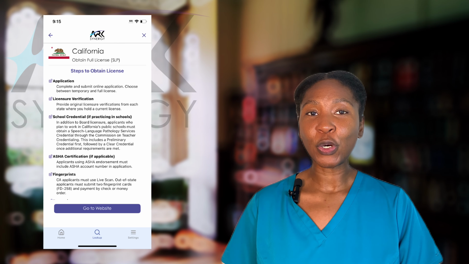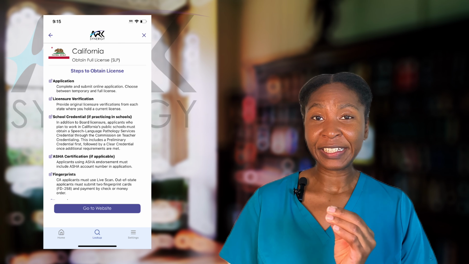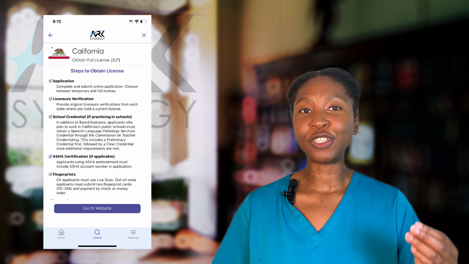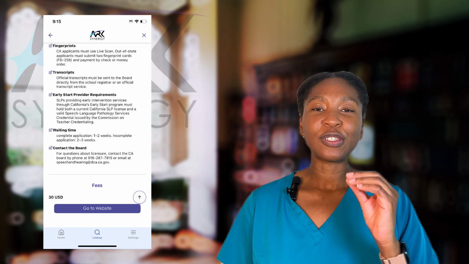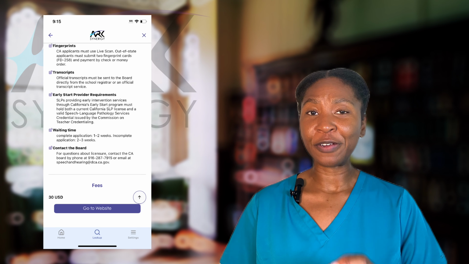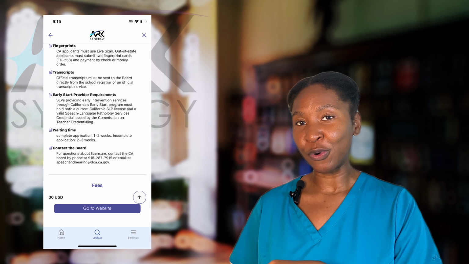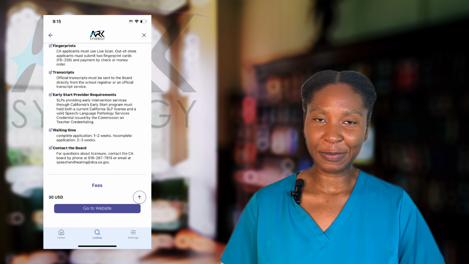If you currently hold or have ever held an SLP license in another state, you must submit official license verification from each state. So these verifications must come directly from the issuing board, not from the applicant themselves.